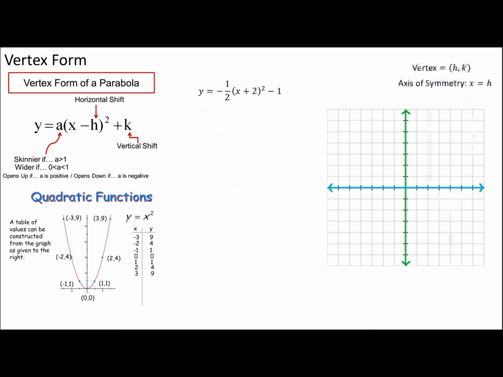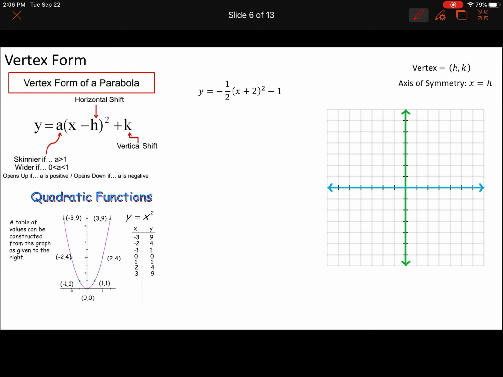All right, this is vertex form again, so identifying A, H, and K. My A is -1/2, which means since it's negative, it's going to open down. It's been flipped upside down. H, in this case, is -2. Remember, it's opposite of what you think it's going to be. And then K is -1, that number sitting there on the outside. So my vertex, just like the formula says over here, is going to be at (-2, -1).